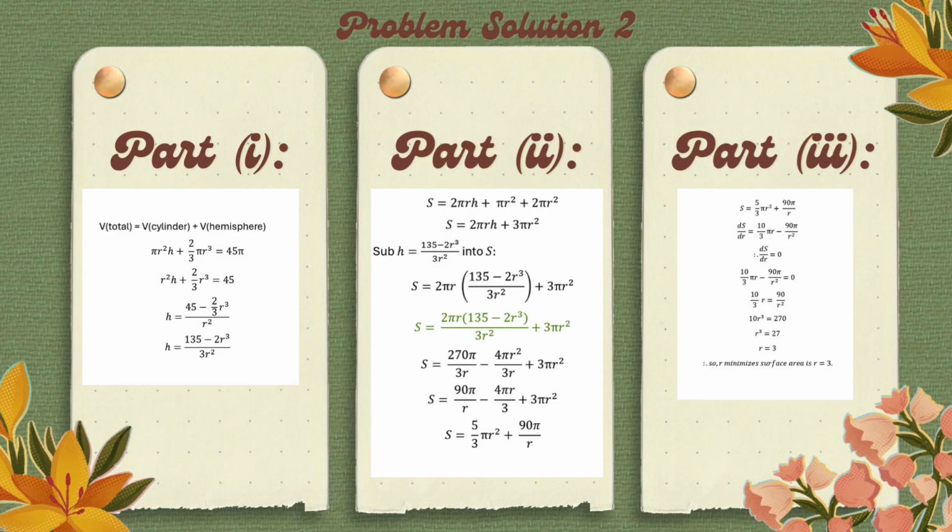We solve 10 over 3 r equal 90 over r^2. Rearranging, 10 r^3 equal to 270. r^3 equal to 27. Taking the cube root, r equal to 3. Thus, the radius that minimizes the surface area is r equal to 3.